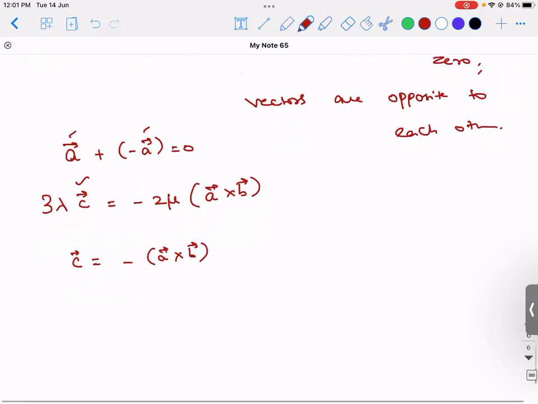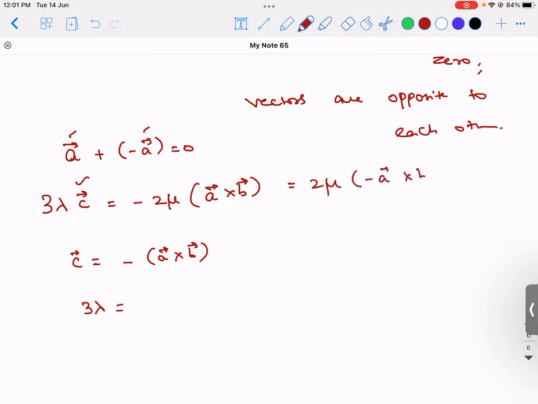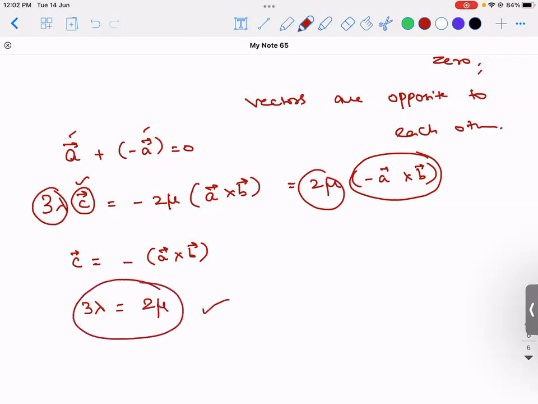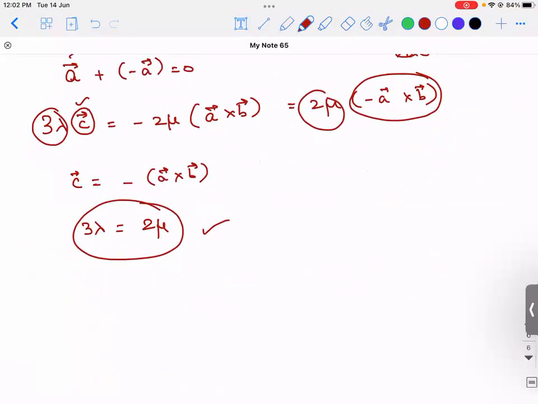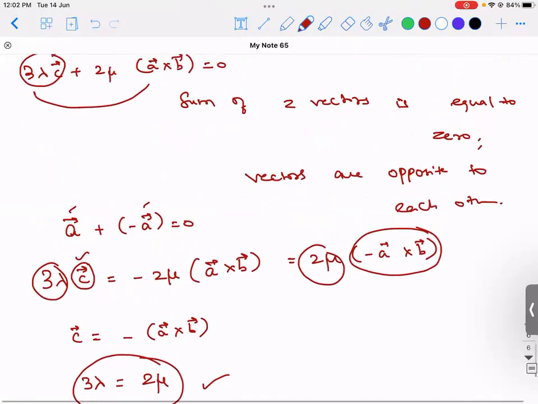So when I conclude this, then 3 lambda will be equal to this. I can write it as 2 mu times minus A vector cross B vector. Right? So when I write it like this, C vector and minus of A vector cross B vector are the same. So what should happen to the coefficients? They should be the same. That is where I made a mistake. So 3 lambda is equal to 2 mu is the right answer. I was wondering if they gave it wrong, but I just thought it again. But 3 lambda is equal to 2 mu is the right answer. Did you understand the logic? Yes. So make a note of this.